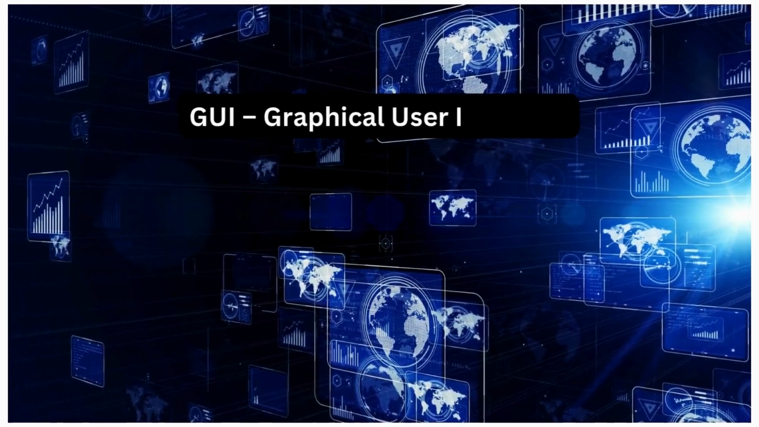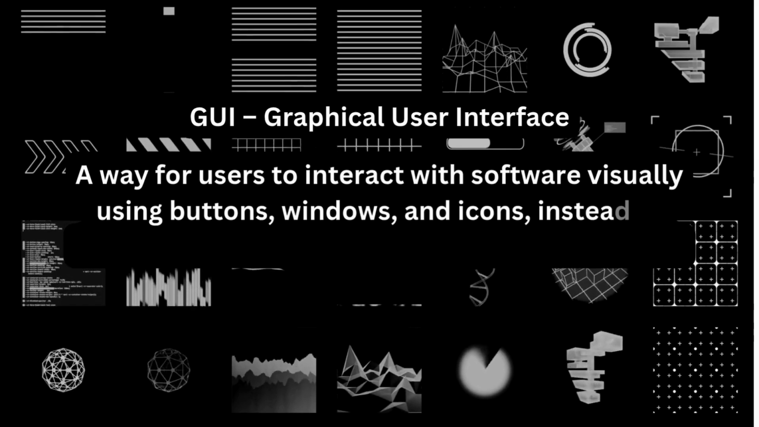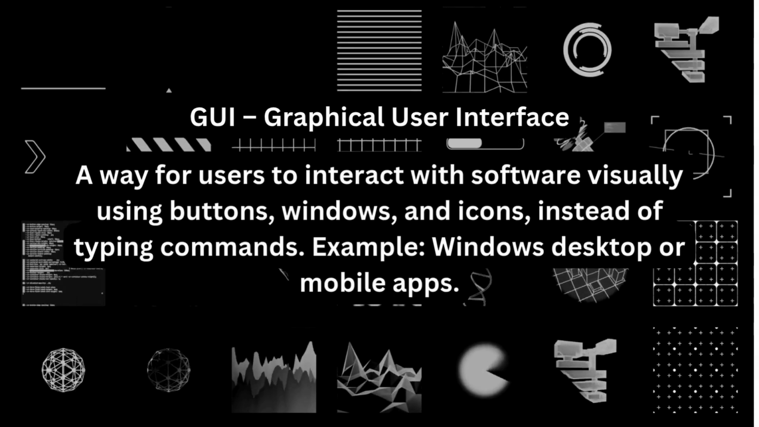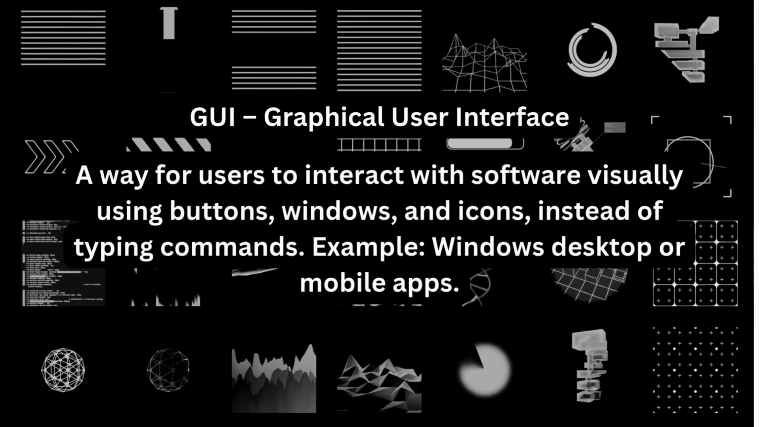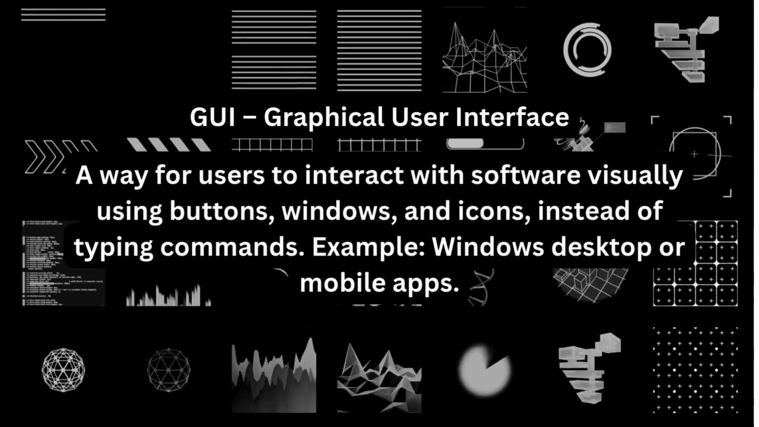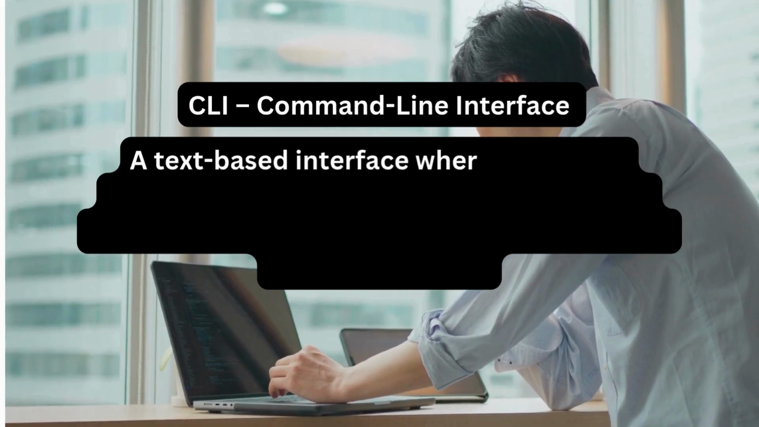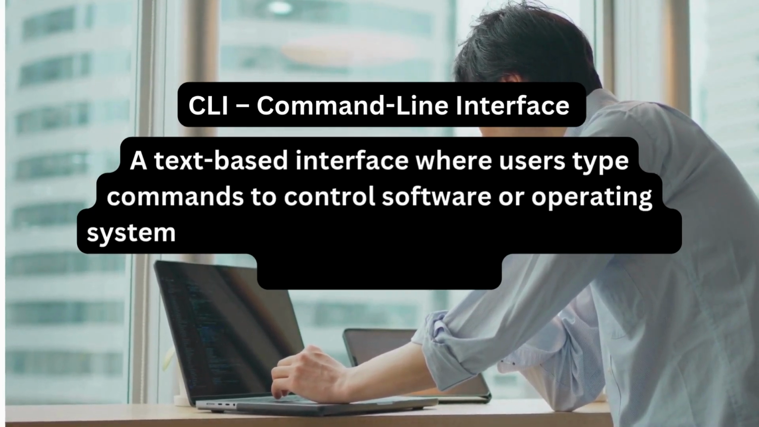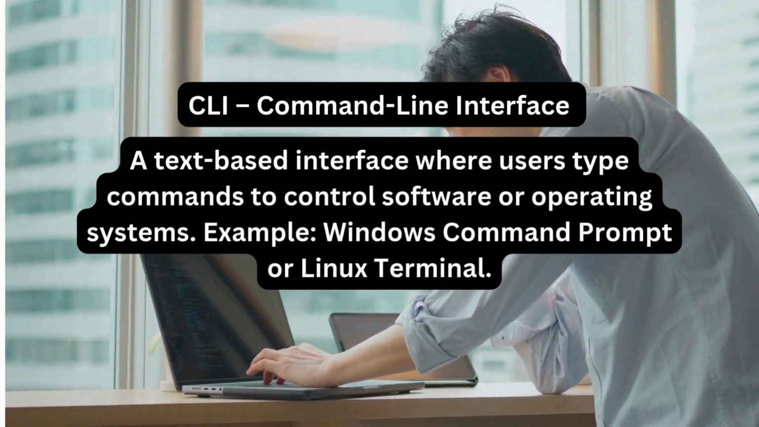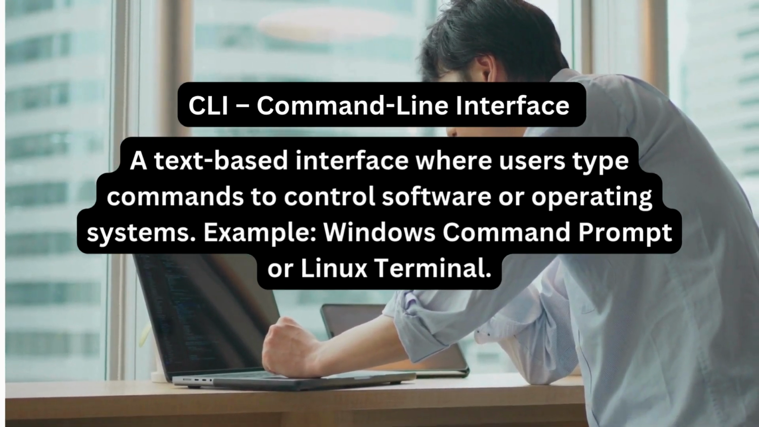GUI, Graphical User Interface. A way for users to interact with software visually using buttons, windows, and icons, instead of typing commands. Example: Windows Desktop or mobile apps. CLI, Command Line Interface. A text-based interface where users type commands to control software or operating systems. Example: Windows Command Prompt or Linux Terminal.